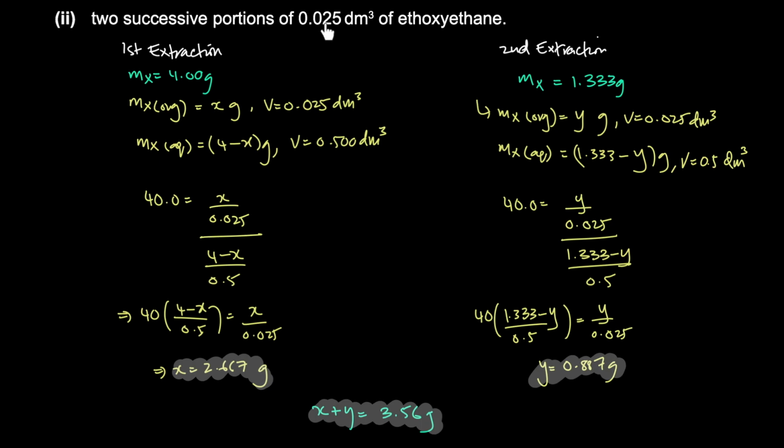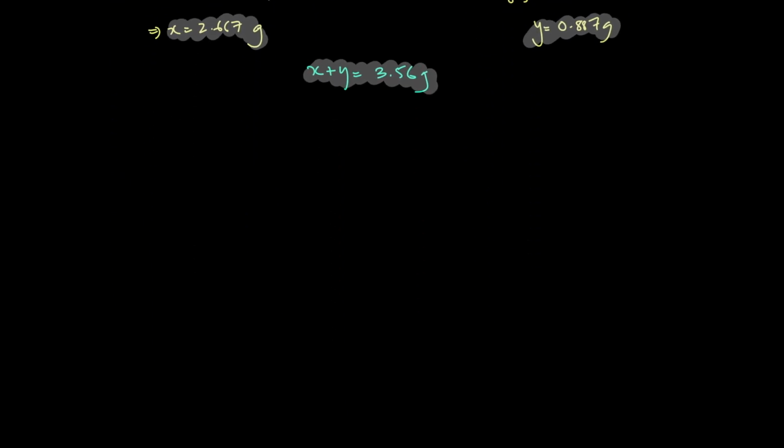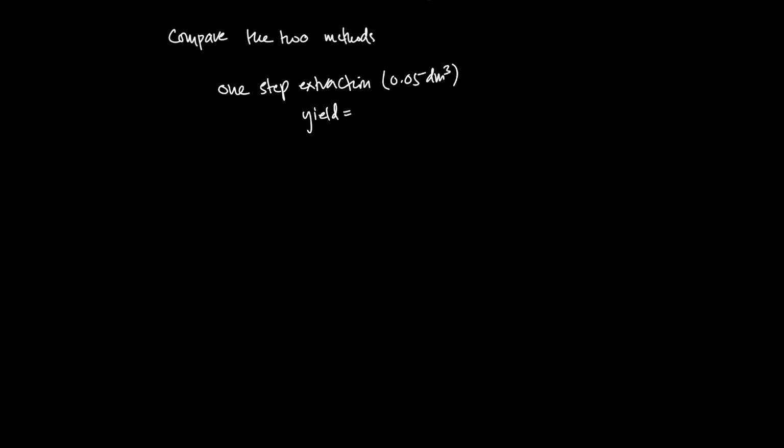That's using two 0.025 dm³ portions of ethoxyethane. Now what I want you to do is compare the two extraction methods. In both methods we use the same volume of ethoxyethane. In the first method we used 0.05 dm³. In the second method we did two extractions using 0.025 dm³ each time. So the total volume that we used was the same. When we did a one-step extraction, using 0.05 dm³ of ethoxyethane, our yield was equal to 3.2 divided by 4, we were able to extract 3.2 grams from a total of 4 grams, times 100. So our yield was 80%.